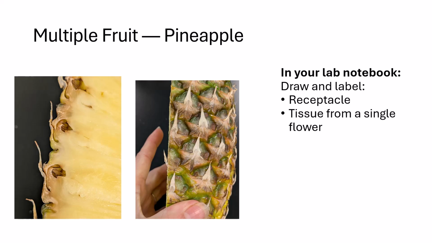Examine the pineapple, which is a multiple fruit. Each segment on the outer surface represents an individual flower from the original inflorescence. These flowers fuse together with the central receptacle to form the fruit. When you examine the cut section, try to identify the tissue contributed by a single flower. Draw and label the receptacle and one flower segment. Encircle the portion contributed by one flower.